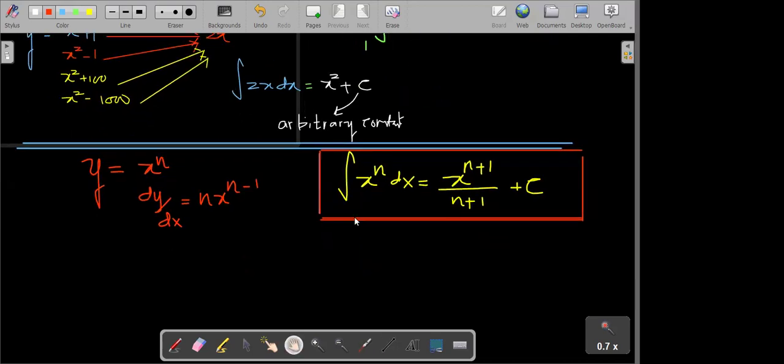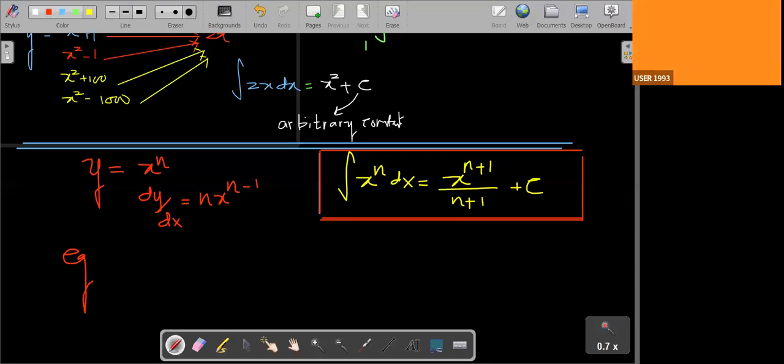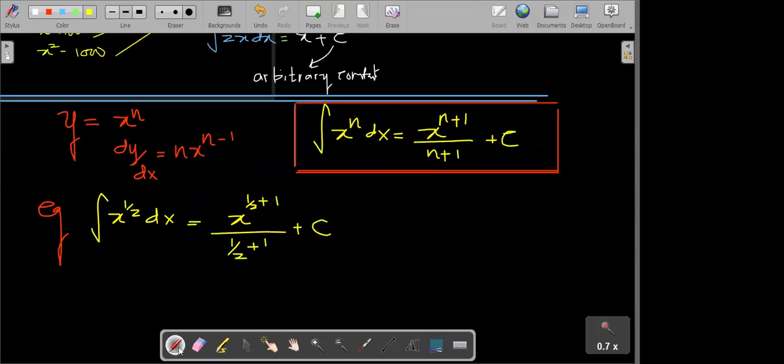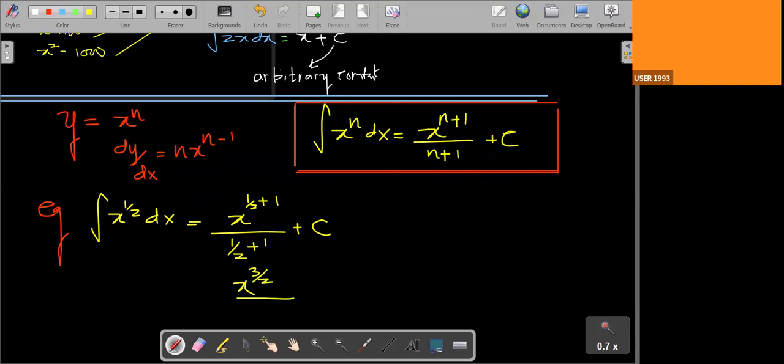For an example, say you have to integrate x to the power half. Okay. So the integration will be x to the power half plus 1 divided by half plus 1, plus c. X to the power half plus 1 is x to the power 3 over 2. Divide by 3 over 2.